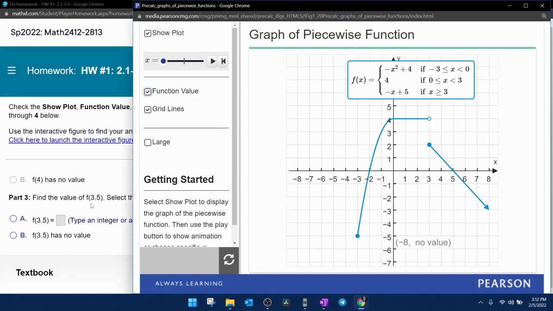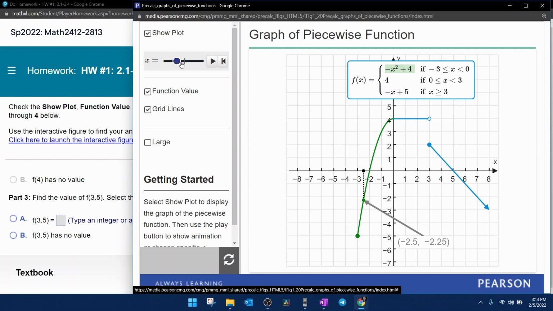Next, find the value of f of 3.5. Now this is a decimal value, so 3.5 would be somewhere in here, which looks like it's going to be about 1.5, but I need to know for sure. So I think what I can do is drag this slider over, there we go, and it's going to give me ordered pairs on the graph. All I need to do is slide that over until x has a value of 3.5, and that tells me the y value.